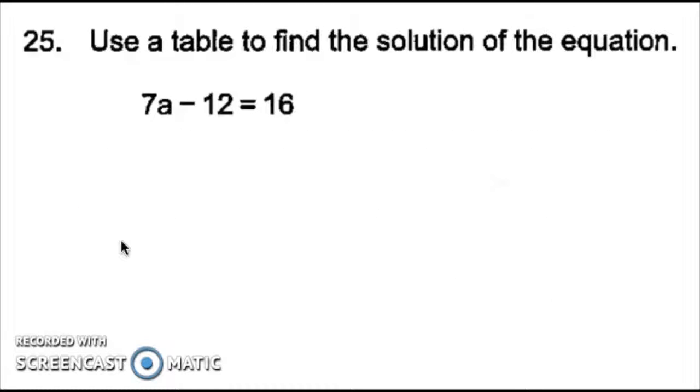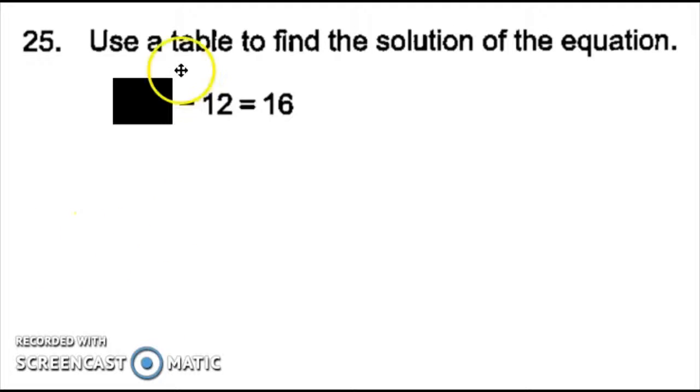Number 25 is asking you to find the solution of the equation. Now, I'm not going to use a table. I'm going to use inverse operations to find a solution. So the first thing I like to do is, I know I'm trying to get a by itself. So that means I'm going to cover up the 7 and the a. I'm going to cover up that term.